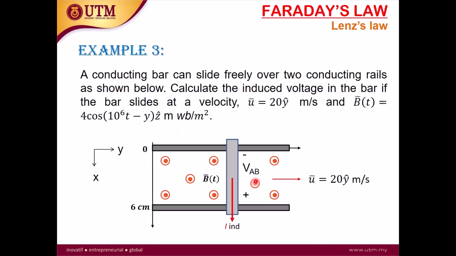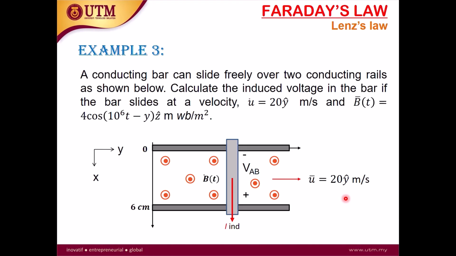Let's see example 3. A conducting bar can slide freely over two conducting rails as shown below. Calculate the induced voltage in the bar if the bar slides at a velocity of u equal to 20 y meter per second and B(t) equal to 4 cos(10^6 t minus y) z milli Weber per meter square. So basically this is our figure. We have two conductor rails parallel with the y-axis, and then we have a slide that can move freely from here to here along y directions.